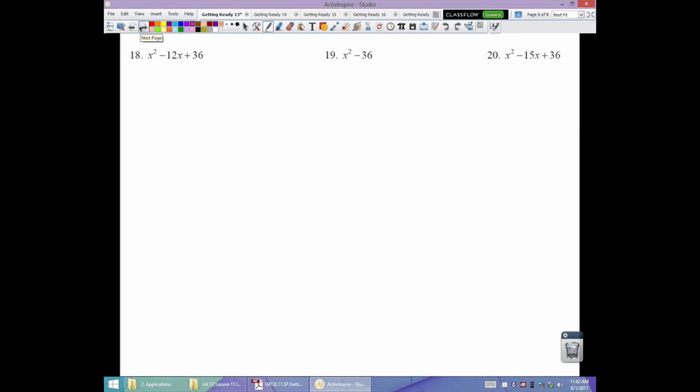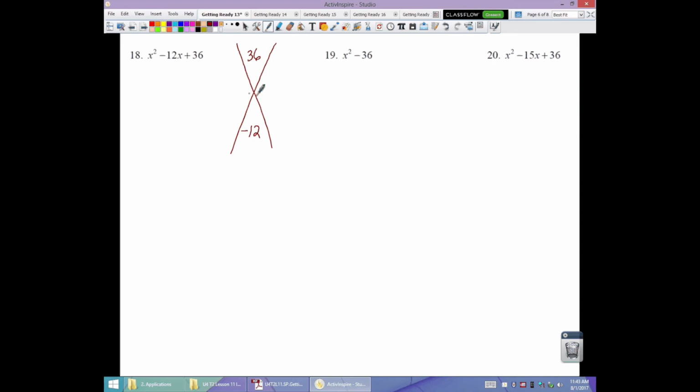Then 18. Again, we're using the same C term, just changing the B term. Number 18, now we have positive 36. Since this is positive, we're going to have our factors be two of the same sign. Now, is that two positives or two negatives? That will depend on your middle term, your sum that you're looking for. So I want a sum of negative 12.